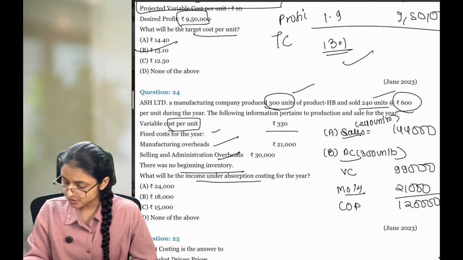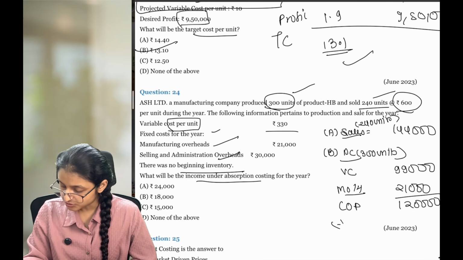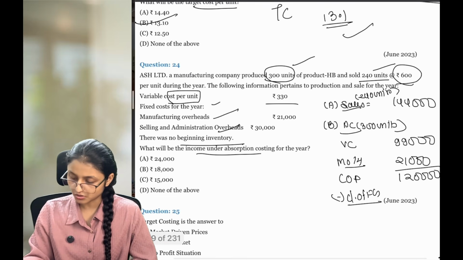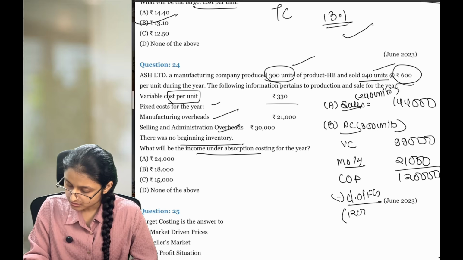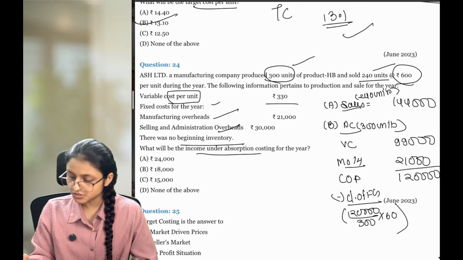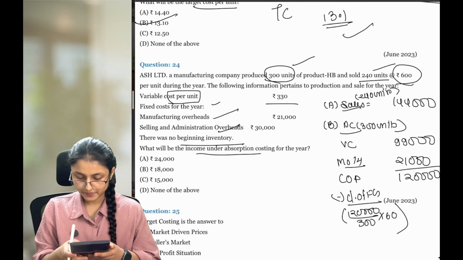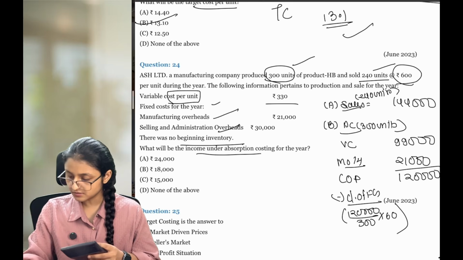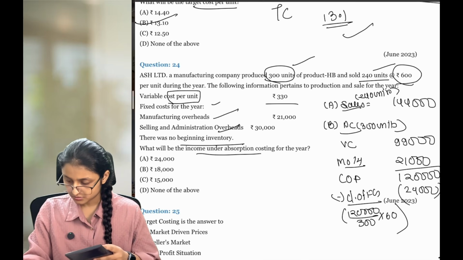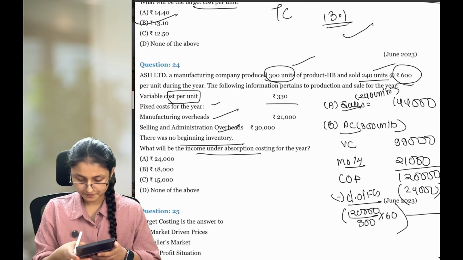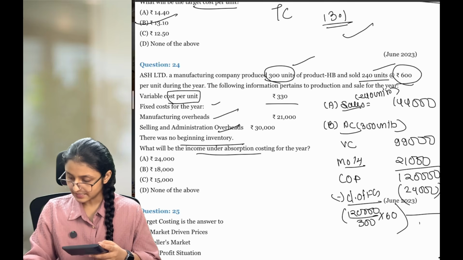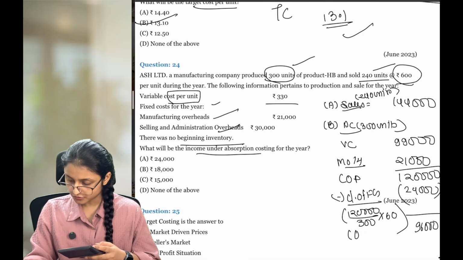Then after production, we are going to adjust opening and closing stock of finished goods. As there is no opening stock, we are only adjusting closing stock. So 1,20,000 of cost of production is applicable for 300 units, out of which 60 units is there in closing stock. 120 divided by 300 into 60 will give you 24,000. So 120 minus 24 will give you 96,000 as the cost of goods sold.